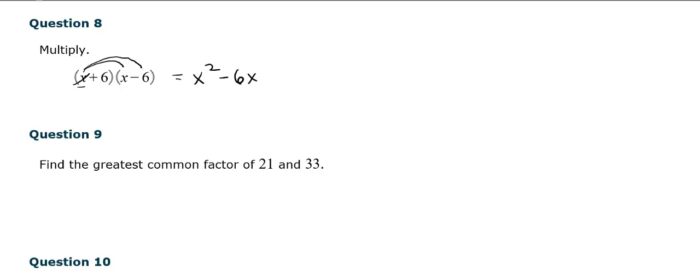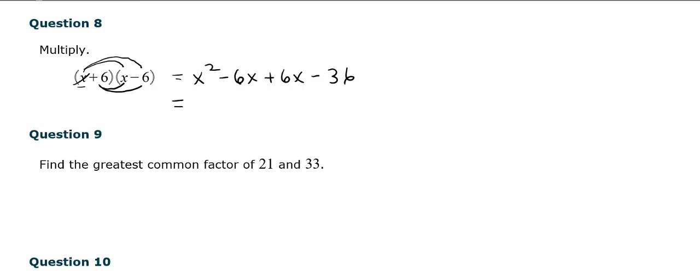Next, we take the positive 6 and distribute it times both. So positive 6 times x is positive 6x, and positive 6 times negative 6 is negative 36.